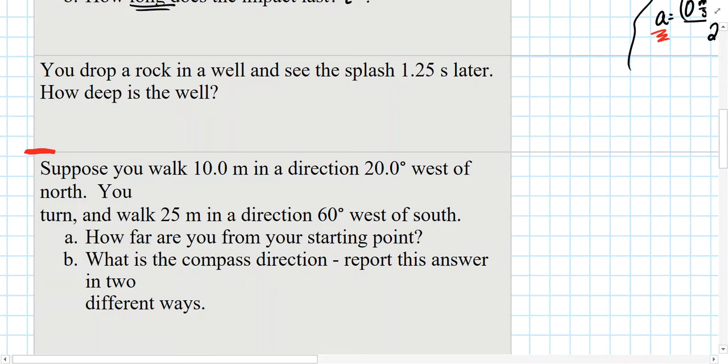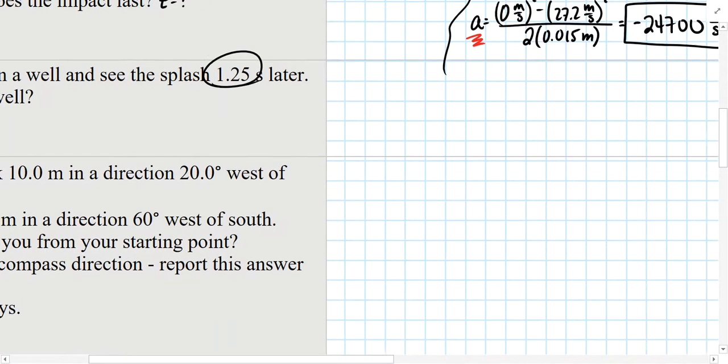You drop a rock in a well and see the splash 1.25 seconds later. This would be a whole different problem if you hear the splash, because then we have to introduce the speed of sound. But as far as the speed of light goes, for our intents and purposes, speed of light is virtually instant. So this will work for us just well. So 1.25 seconds later, we see the splash, and now we need to determine how deep the well is.